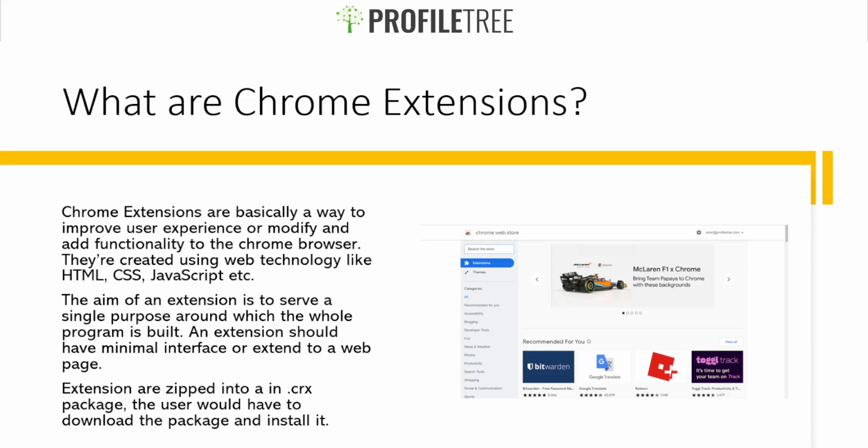So before we even get looking into some of the Chrome extensions, what exactly is it? Chrome extensions are basically a way to improve a user experience or modify and add functionality to the Chrome browser. They're created using web technology like HTML, CSS, or JavaScript. But of course, this isn't really something you need to know. It's more of how it's actually been made. Anyway, the aim of the extension is to serve a single purpose around which the whole program is built. An extension should have minimal interface or extend to a web page. Extensions are zipped into a CRX package the user would have to download and install.